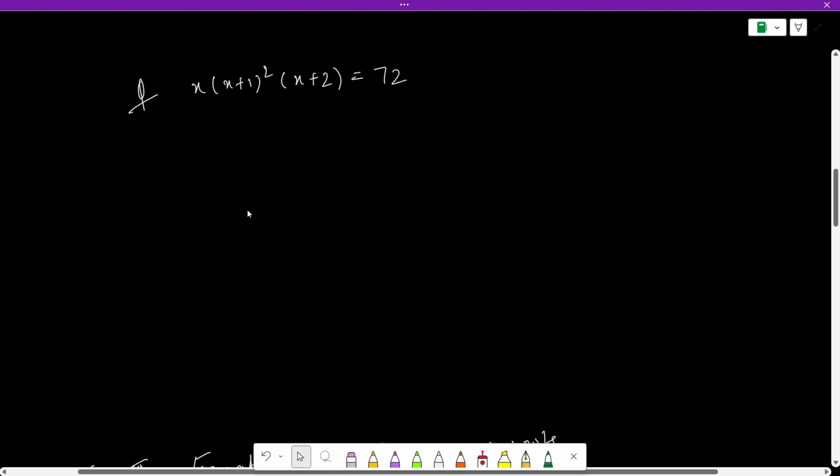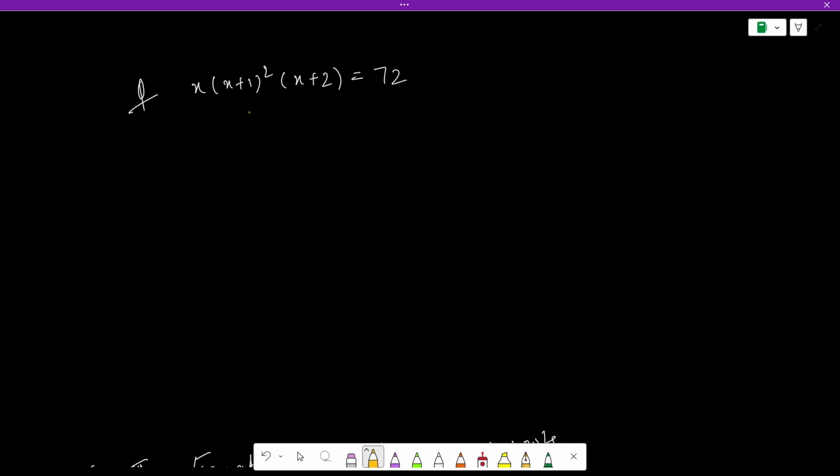Now here's the next question for this type. Try it yourself, then we'll solve it. So I hope you were able to solve this. Now let's see the solution. Now here this is x into x plus 1 into x plus 1 into x plus 2 equals 72.